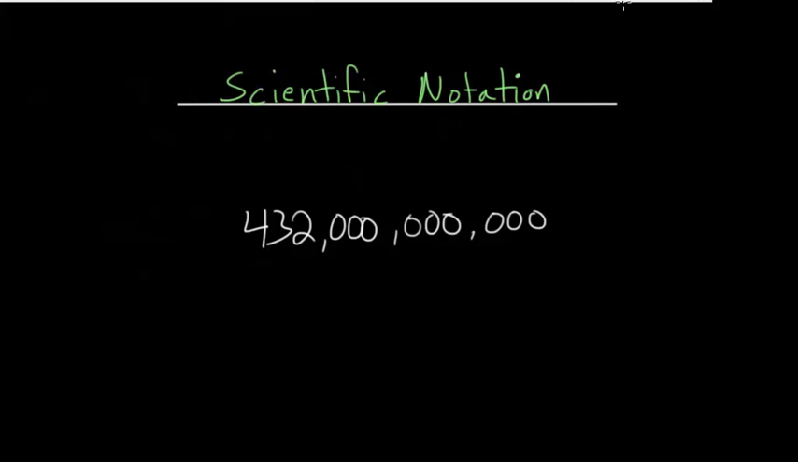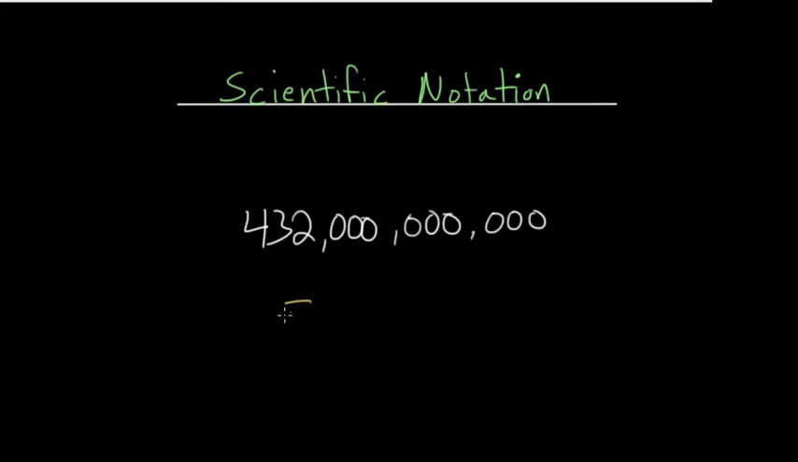In this video, I'd like to talk about the idea of writing a number using scientific notation. Scientific notation is essentially a way to write a really big number or a really small number in a nice compact form. For instance, if you take this number here, 432 billion, we can use scientific notation to write it in a much smaller form, so that essentially we don't have to write all these zeros.